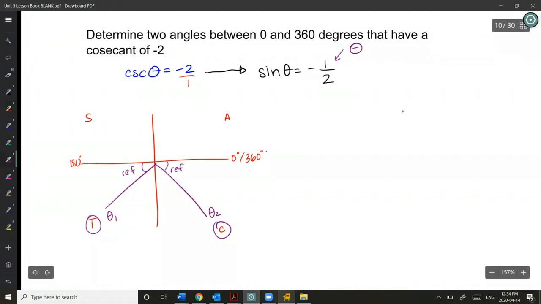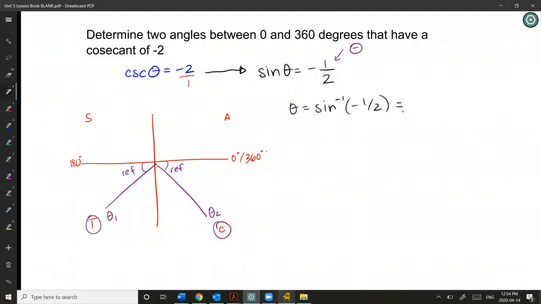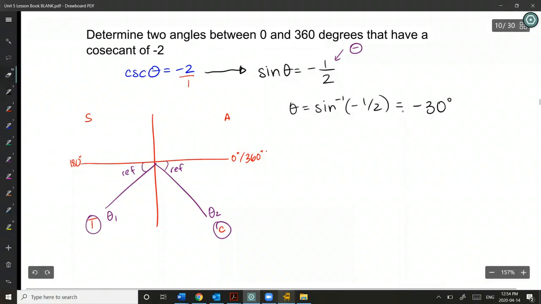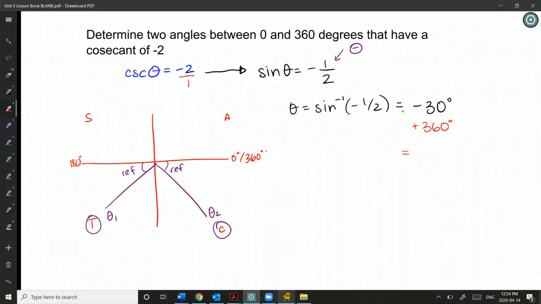Okay, so let's do the sine inverse of -1/2. Okay, I got a negative answer, -30 degrees. This is not between 0 and 360. This is less than 0. So this actually doesn't work as a proper answer, but we know we can make any negative angle positive by simply adding a rotation of 360 to it. So we learned about this in the coterminal angles lesson. And if I add 360, I get 330 degrees.